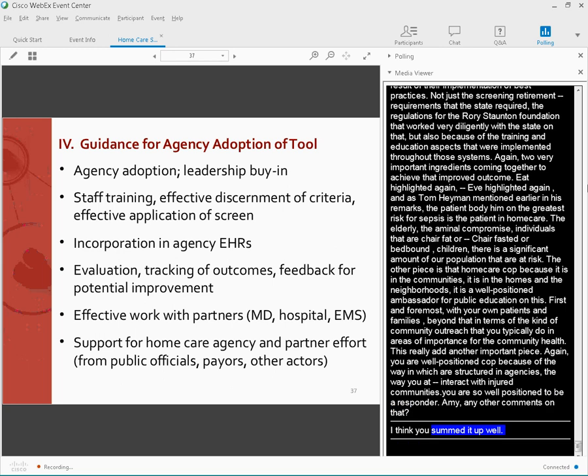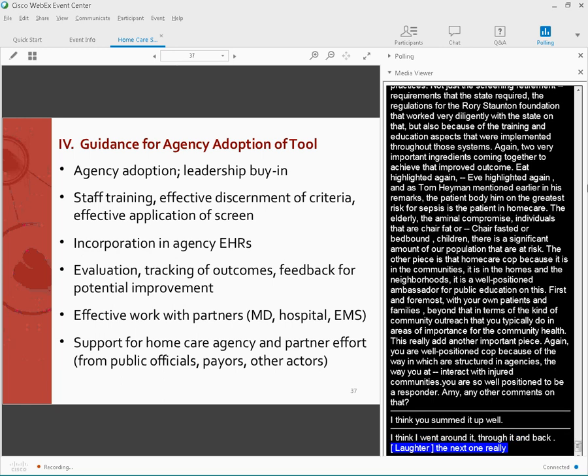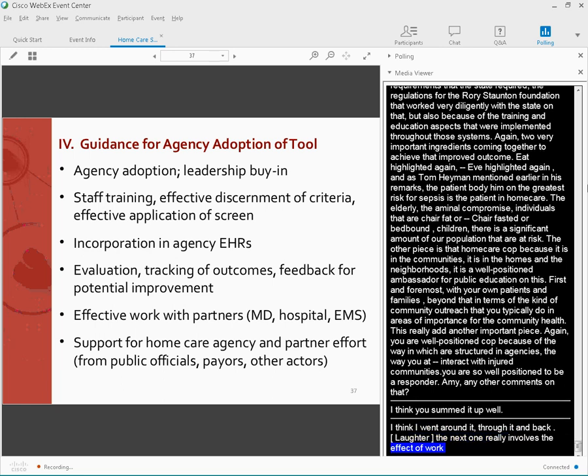The next one really involves the effective work with partners. I'll just speak briefly to this, but certainly I'll look to comments from Amy and Eve.